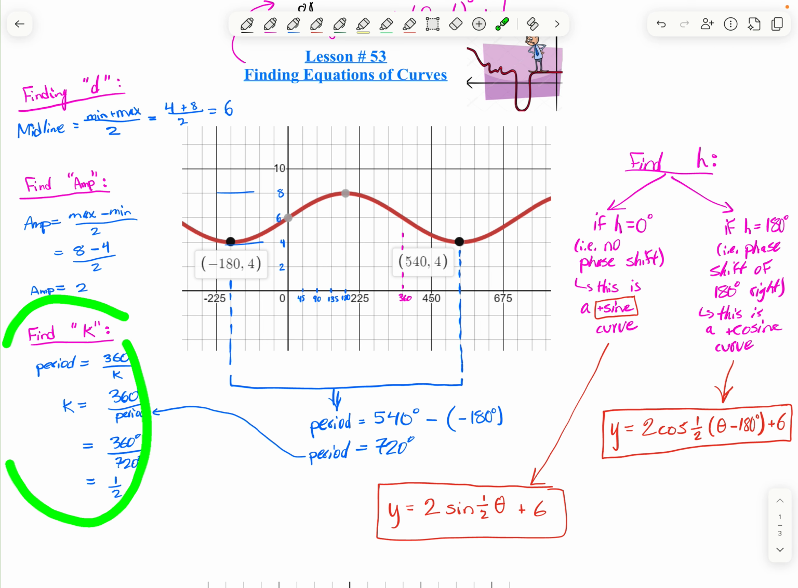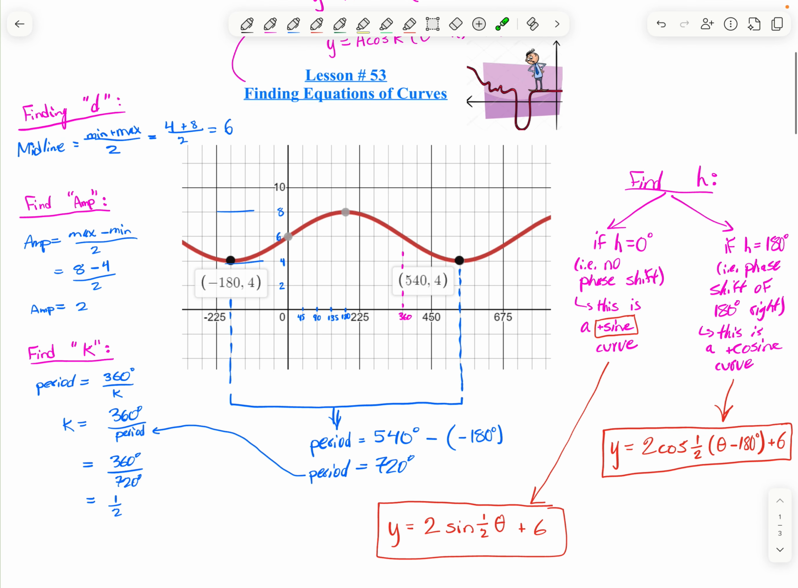Now we get into the horizontal stuff, the K value and H. In order to find K, we need to realize that the K value controls the period. Since we're working in degrees here, we use period is equal to 360 divided by K. Or rearranged, K is equal to 360 divided by period. Last but not least, we have H, which is the horizontal shift or phase shift. This tells us where the sine or cosine curve starts.